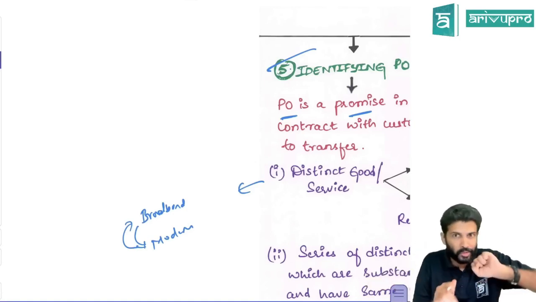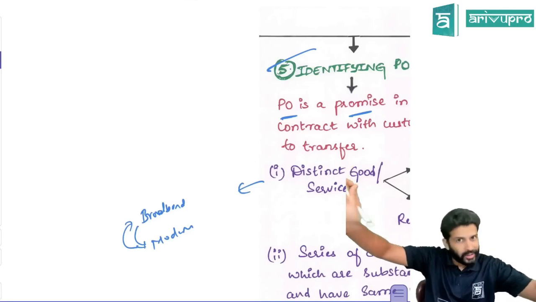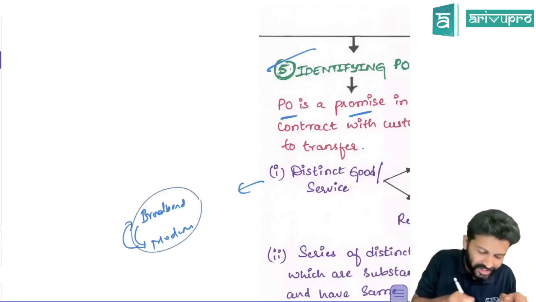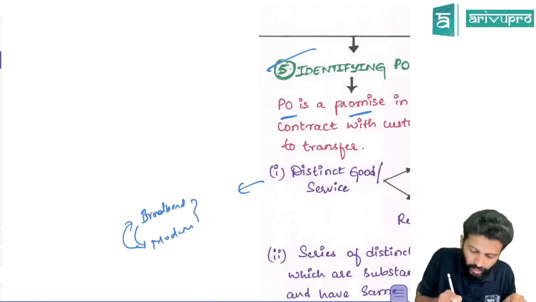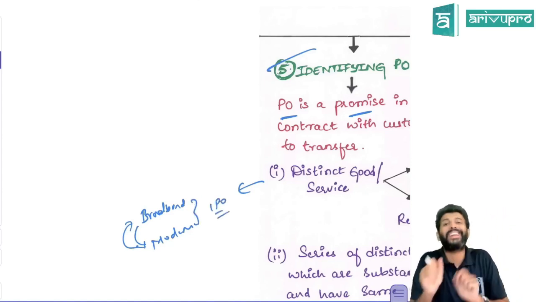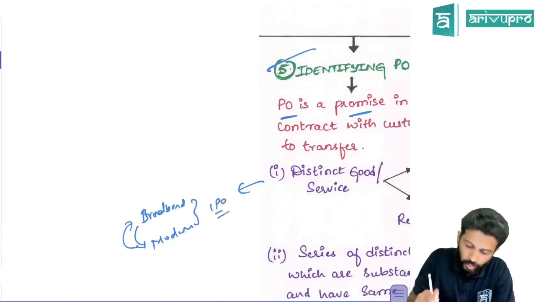So though the promises could be like one internet connection, one modem, they cannot be used on their own. That means this is not a distinct goods or service, they are one. So here, though the contract will say two, you will treat them as one performance obligation because of their interrelationship. Okay, people, this is one.